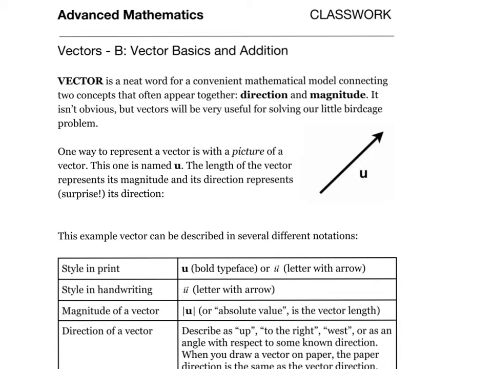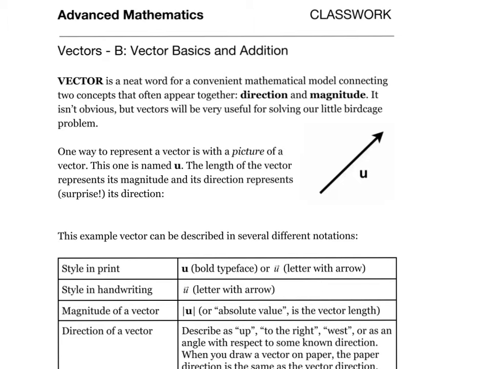Now, we mentioned at the beginning that a vector is a mathematical concept that ties together the idea of direction and magnitude, just like Vector Perkins, direction and magnitude. And one of the things we can do to represent that in mathematics is use arrows.